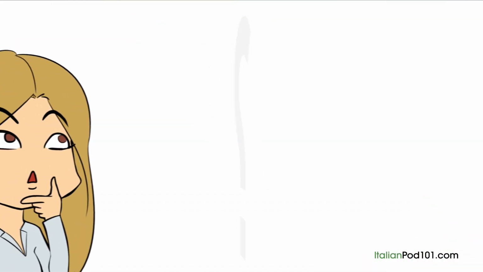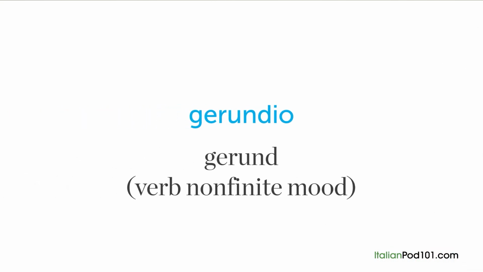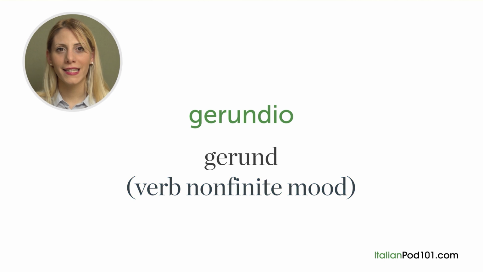The question for this lesson is, what is gerundio? Gerundio, or in English, gerund, is a verb non-finite mood. This means that you don't need to conjugate it. It's very similar to the continuous form of English verbs ending in -ing. As we said, it's very convenient as you don't need to conjugate it.